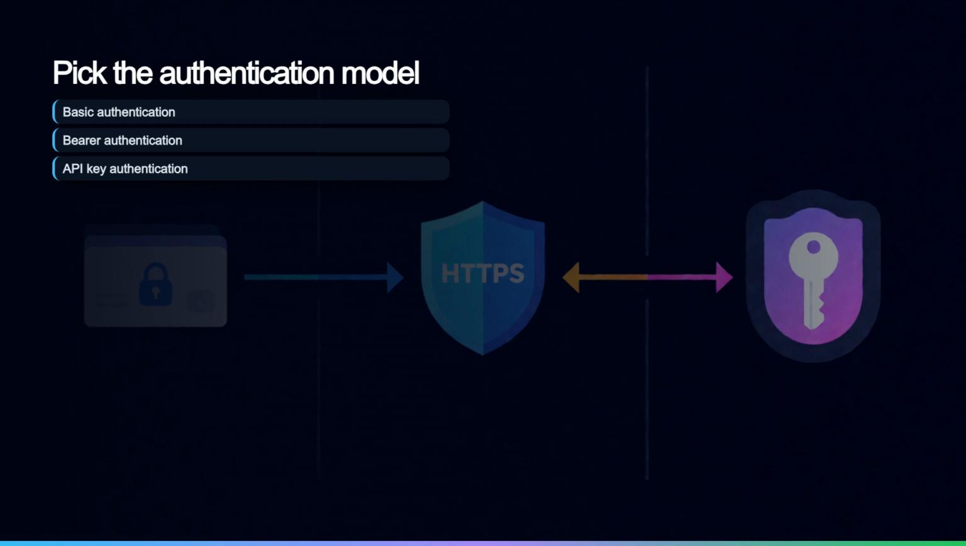OAuth 2.0 is different again. It is a delegation framework. A user can authorize a third-party client for a limited scope without handing that client the user's password. In a typical OAuth flow, the client asks the resource owner for authorization. The resource owner grants it.